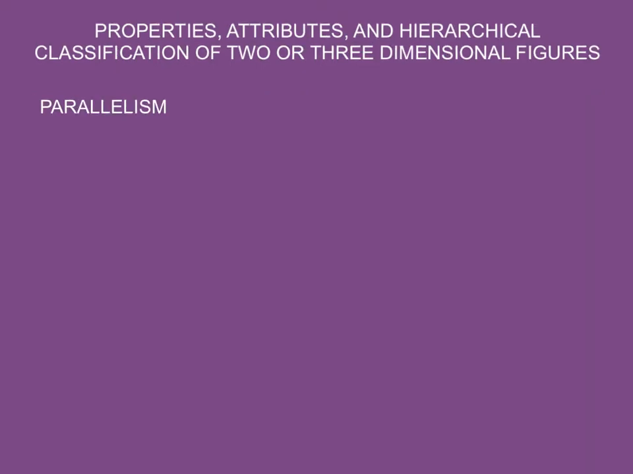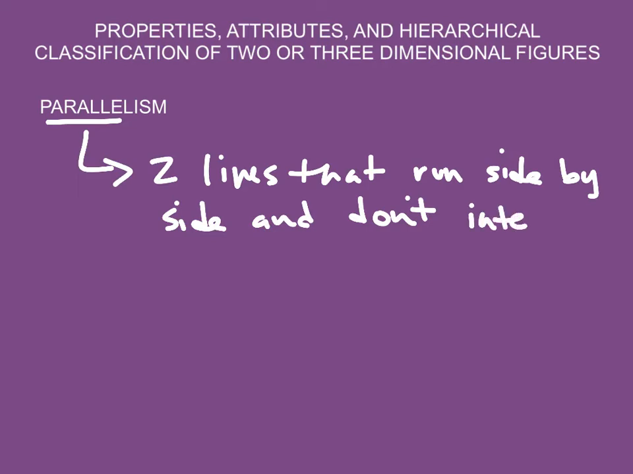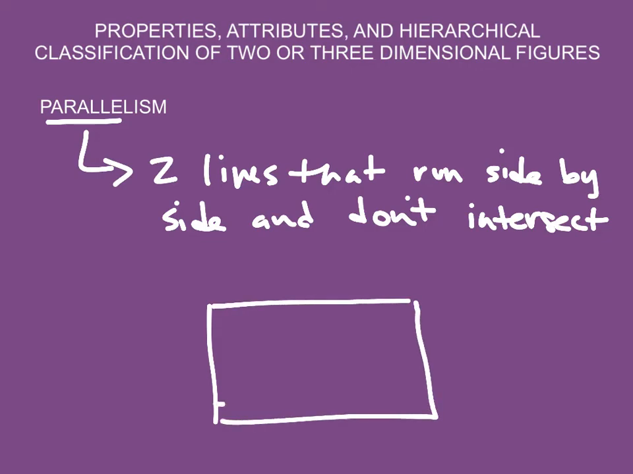The next word that we had is this thing called parallelism, and when I think of just the word parallel, this means two lines that run side by side and don't touch, okay? Don't intersect, rather. And so when we think of, say, a rectangle, we have two pairs of parallel lines here.